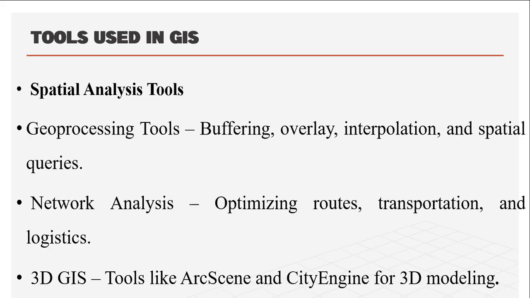Number 3 and the last for this segment is spatial analysis tools. Tools like geoprocessing tools. We have buffering, overlay, intersection, interpolation, union, and clip. All these are geoprocessing tools, including spatial queries and all that.